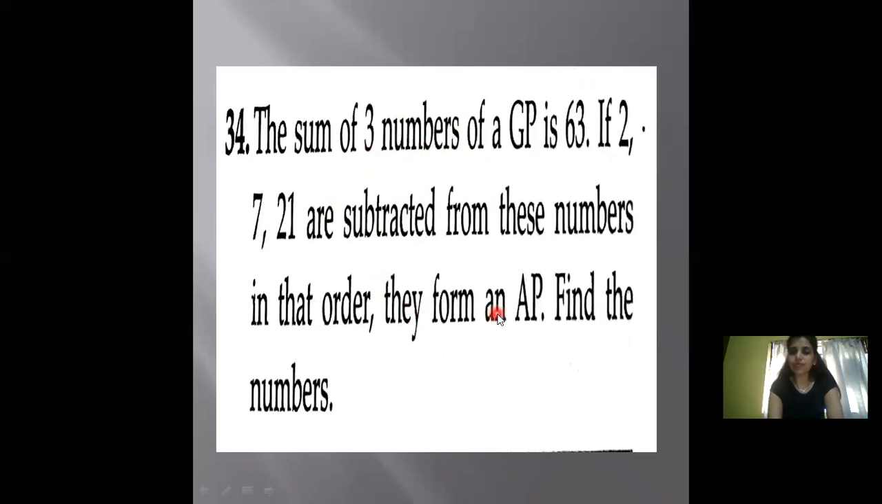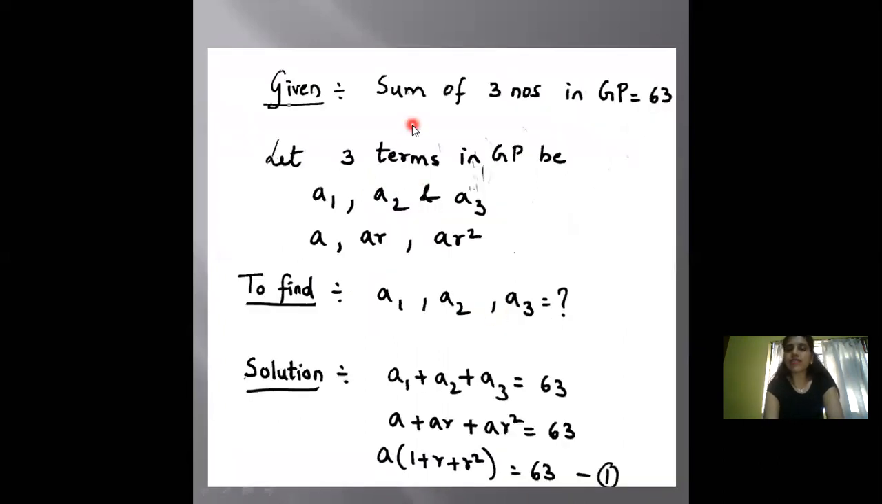So that's the reason we have selected the sum of three numbers in GP as 63, which is given to us. So we have selected the three terms in GP, A1, A2, A3, which we write as A, the next term as AR, then the third term as AR square. Now we have to find these three numbers.